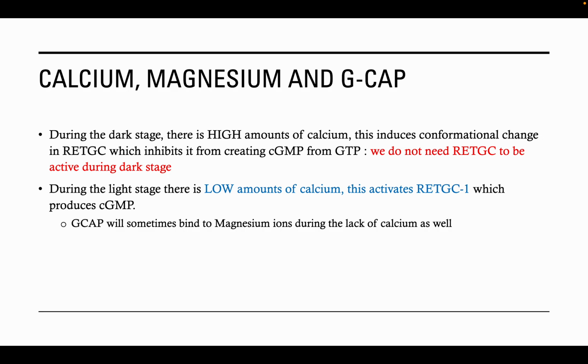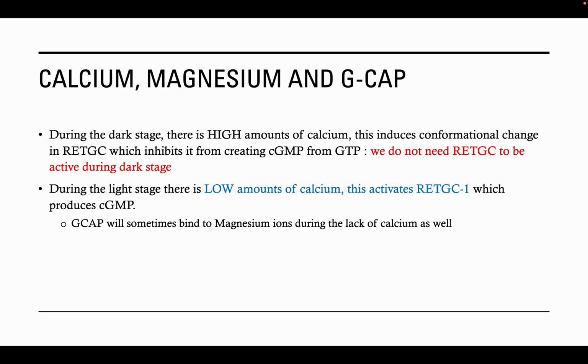Let's talk a little more about the different ions and then a little more about GCAP and what that does. During the dark stages, when you're not actively using that photoreceptor, there are high amounts of calcium. That's when it's inactive, so it inhibits it from creating cGMP from GTP. We don't need RET-GC to be active during the dark stage. Once the light hits our retina, there is a low amount of calcium, because there's a low amount of cGMP, so this in turn activates the RET-GC1, which produces cGMP. That ultimately opens up the CNG, the cyclic nucleotide membrane channel.